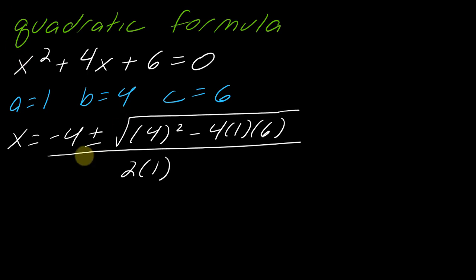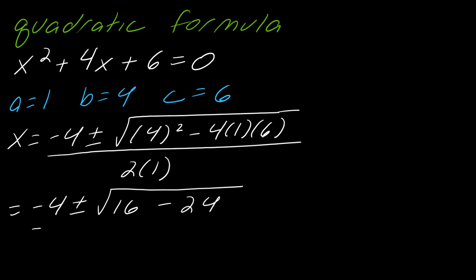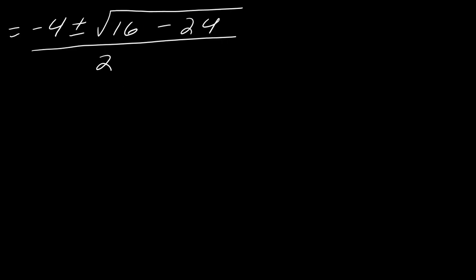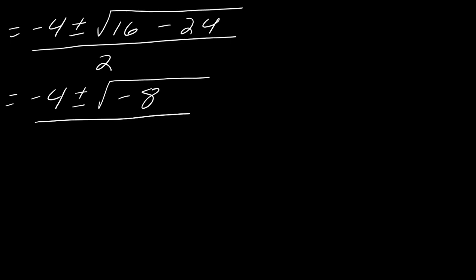Okay, so at this point now, I just have to follow the order of operations. So this is going to be negative 4 plus or minus the square root of 16 minus 24, over 2. Okay, so now I'm running out of space. And this is another reason I don't like the quadratic formula. It takes up too much space, dang it. Okay, so let me make some more space. And now we can keep going. So this will be negative 4 plus or minus now the square root of negative 8 over 2.